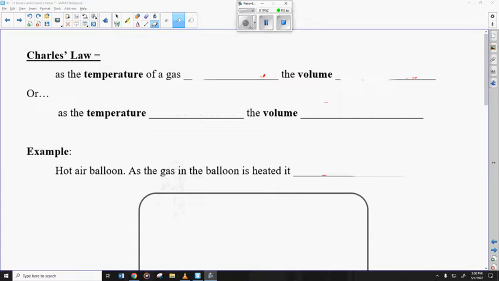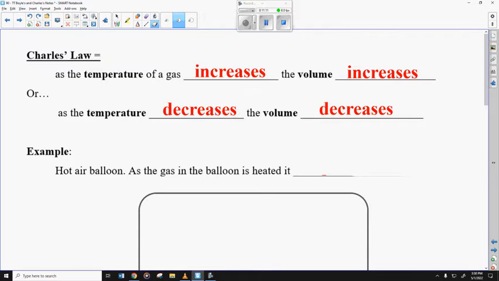so if we're going to actually talk about Charles' law officially, as the temperature of a gas increases, we'll see the volume also increase. So this is not like pressure and volume's inverse relationship. This is a direct relationship between temperature and volume where they will do the same thing together. So we will see a decrease and decrease go hand in hand as well.